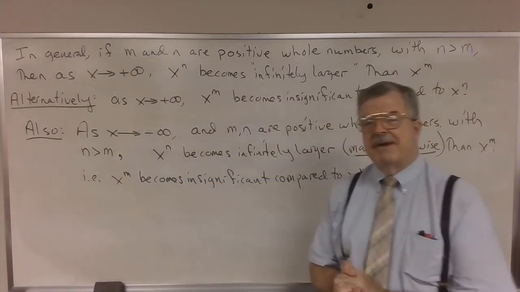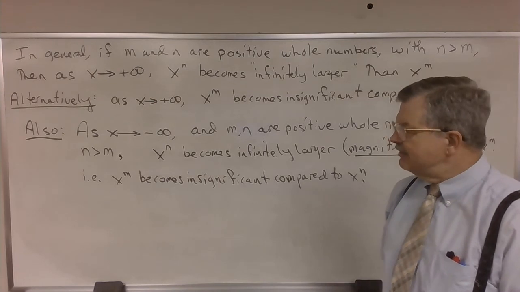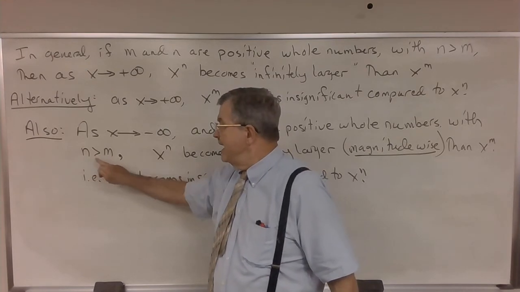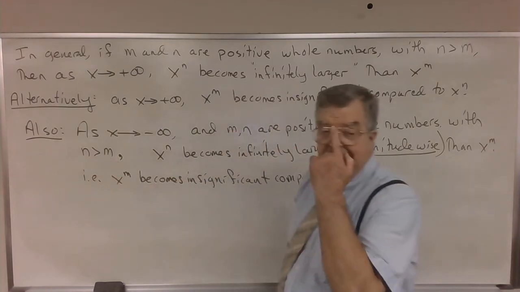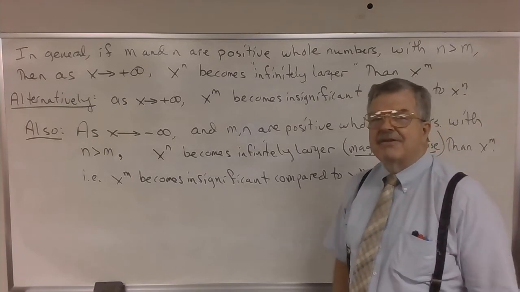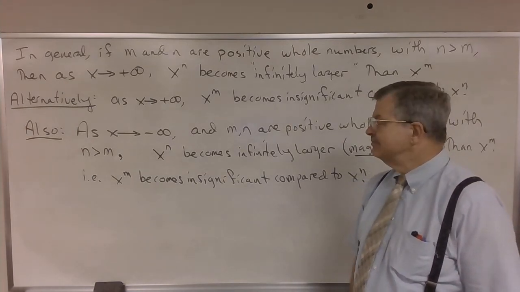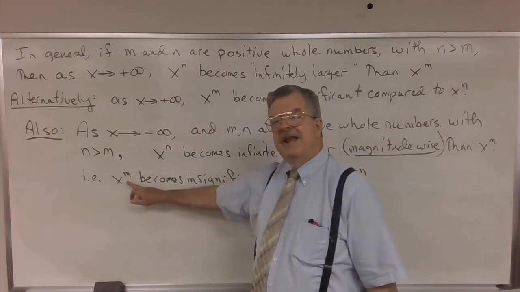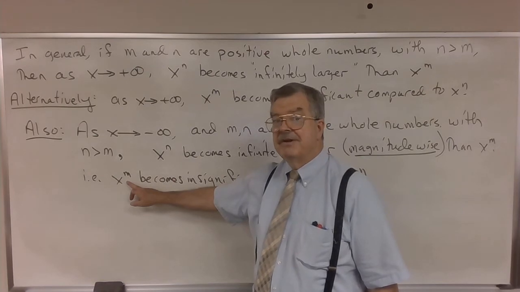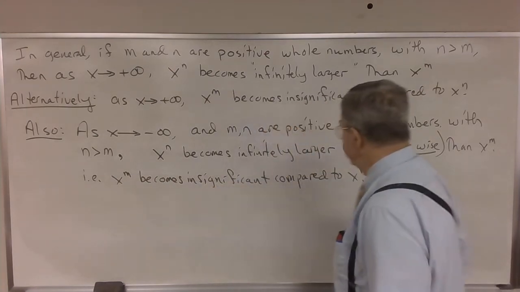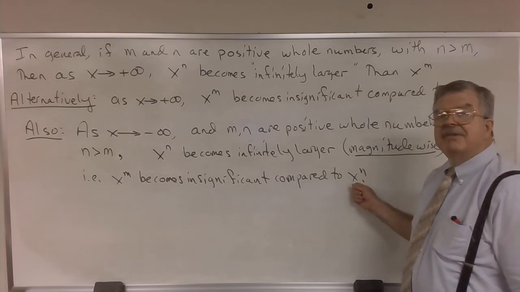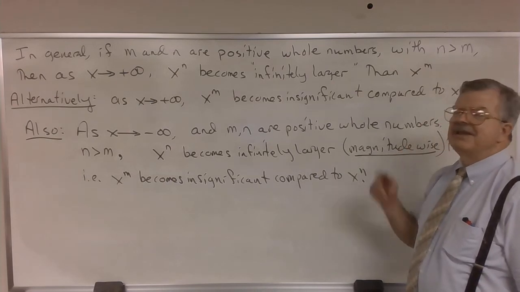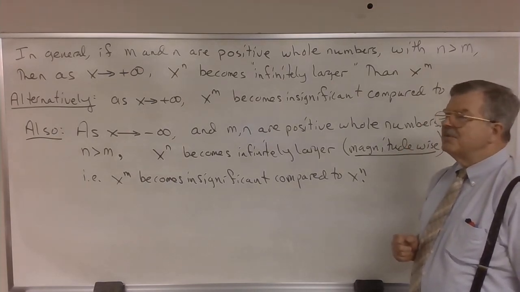And people may wonder about this and say, well, let's let n equal 3 and m equal 2. And let's say that x is negative 1 million. Then x to the m is negative 1 million squared, which is a trillion, positive a trillion. And x to the n is negative 1 million cubed, which is negative 10 to the 18th, negative quintillion.